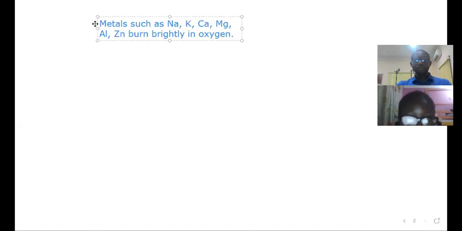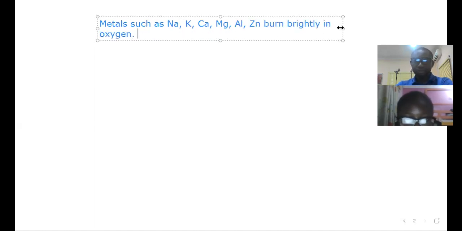Now we're going to look at the chemical properties of oxygen. Number one, reaction of oxygen with metals. The group of metals I'm going to mention now burn very brightly when they react with oxygen. These metals are sodium, calcium, magnesium, aluminium, and zinc. They burn very brightly in oxygen.